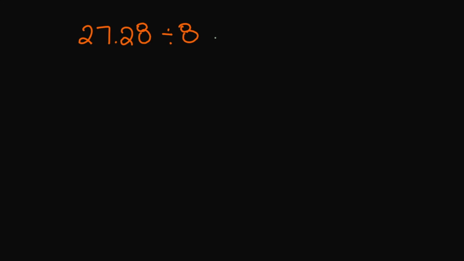Let's try this example, 27.28 divided by 8. We're going to set up our division problem here. So 27.28 on the inside and your 8 on the outside. The decimal point in my answer is going to fall right here between the 7 and the 2. So let's go ahead and divide. 8 goes into 2 how many times? It doesn't go. It's too small. And if you want, you can add a 0 here, but you do not have to. You can just move on to the next digit.